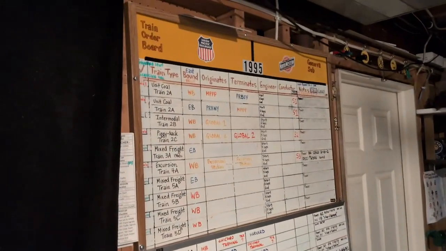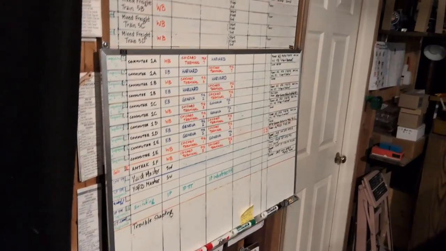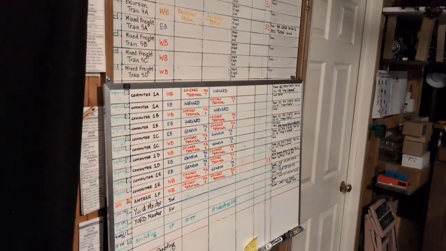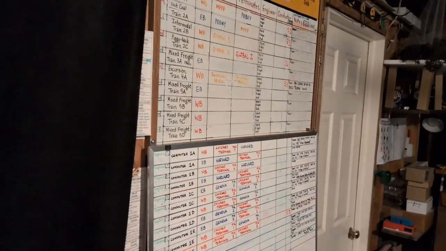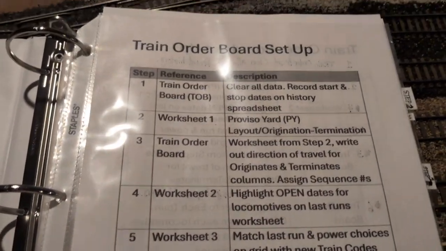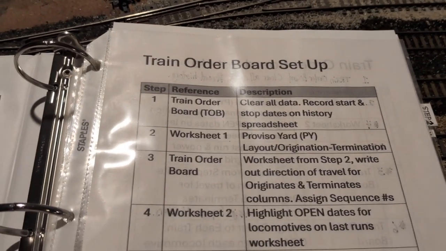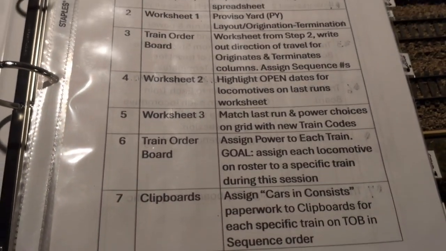As you know, I've cleared the train order board, so I am going to go through a quick setup. I don't do this very often, like every 3 months. So let me just go through the steps really quick. So I don't forget, I put together a little train order board setup. There are 7 steps here.